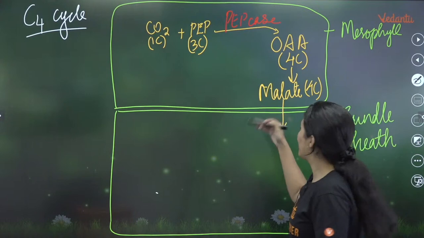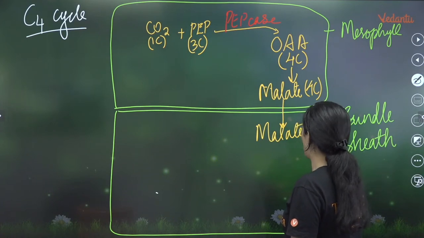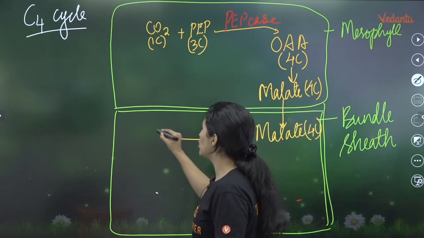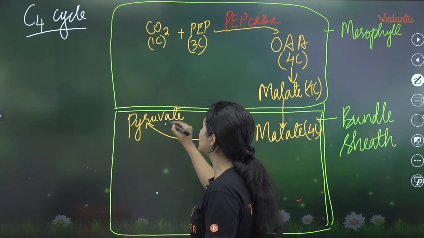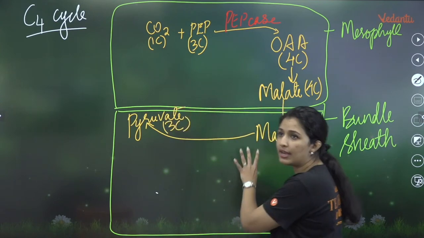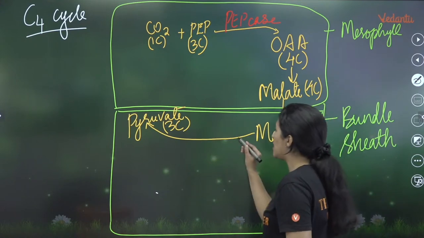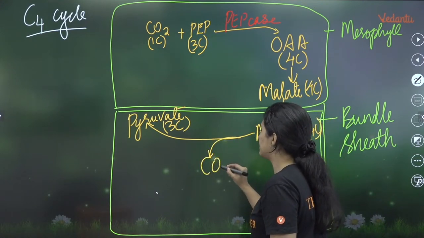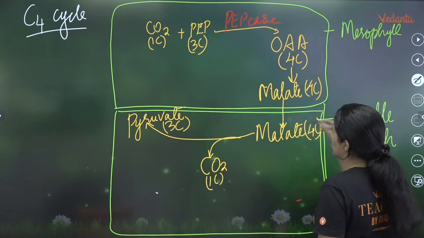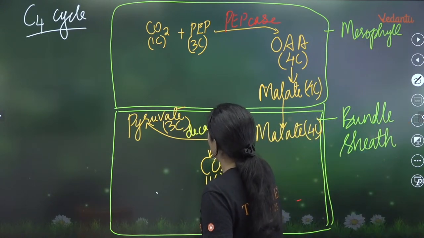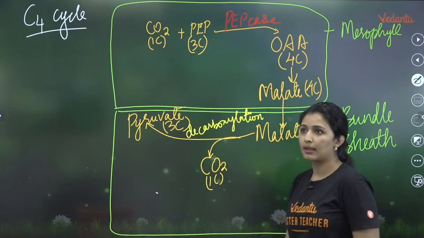Okay, so we have malate. Malate is brought into the bundle sheath cell. We still have malate here, which is 4 carbon. This malate is going to get converted into pyruvate. Pyruvate is a 3 carbon compound. What happened over here? It was 4 carbon and then converted into 3 carbon. So here they have lost 1 carbon. We have 1 carbon here. This reaction is our decarboxylation reaction. Right?